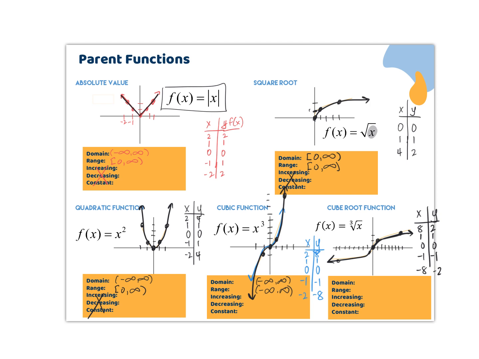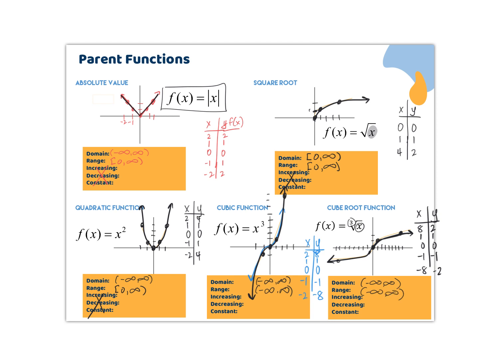Your domain here, again, it's in a radical, but notice it's a cube root. You have no restrictions. You can have a negative inside of a radical as long as the root is going to be an odd root, right? So this is going to be all real numbers, as is the range, okay?